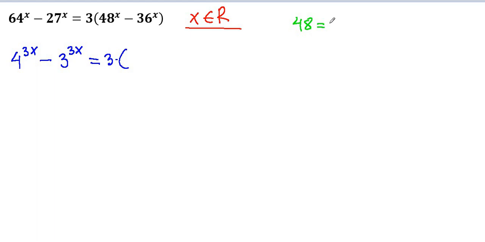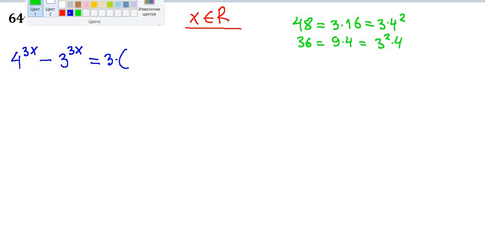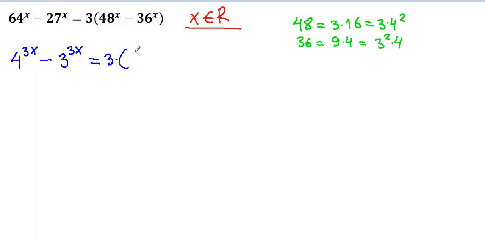so I can factor it as 3 times 16, which is equal to 3 times 4 squared. And 36 is 9 times 4, which is equal to 3 squared times 4. Now the right hand side can be written as 3 times 4 to the power of 2 to the power of x minus 3 squared times 4 to the power of x.